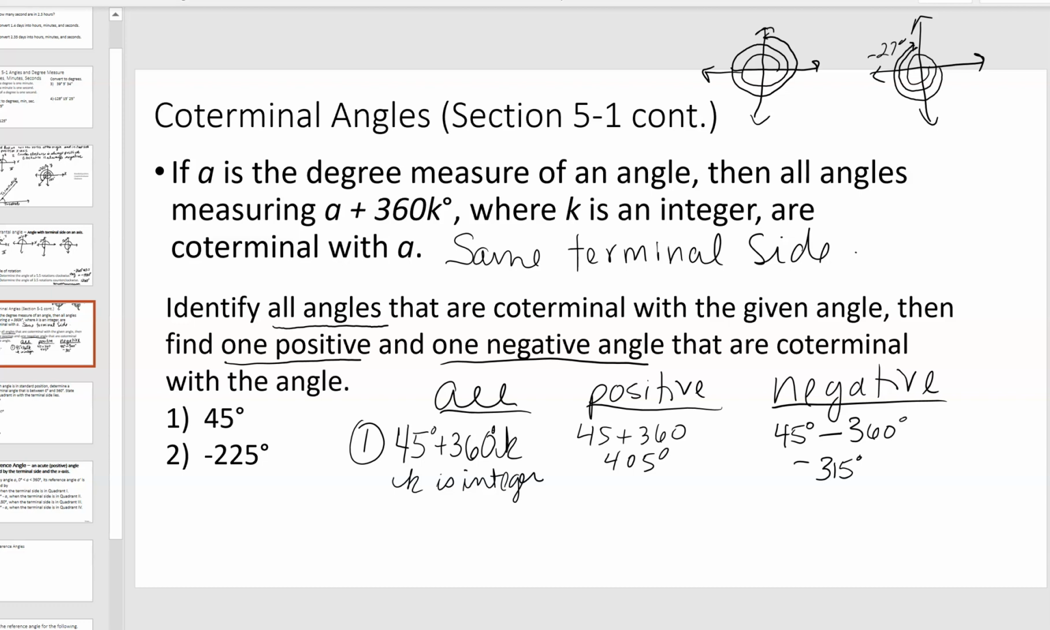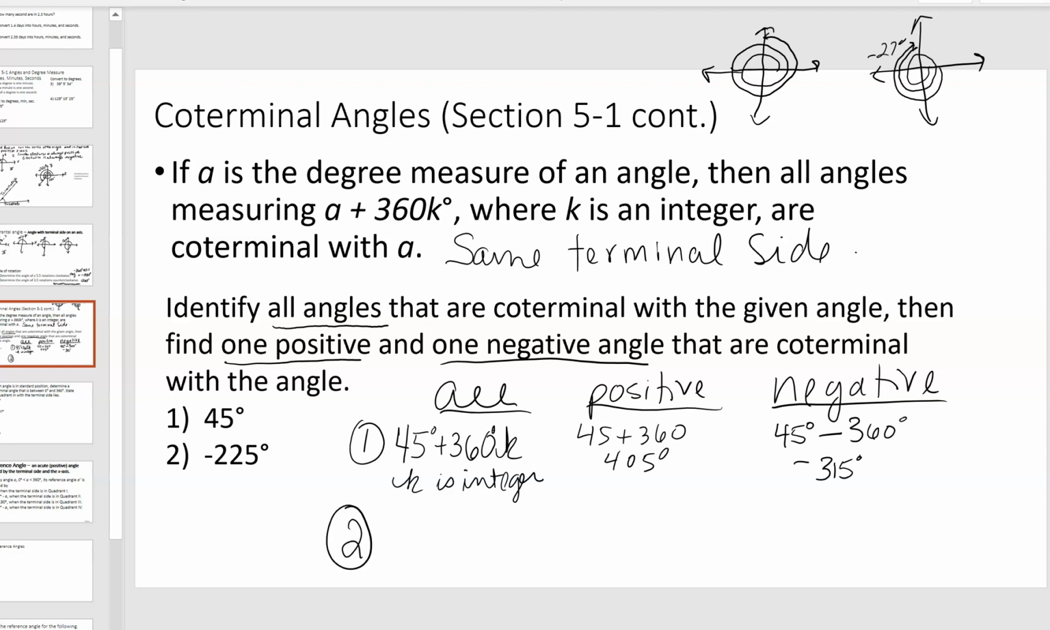So we've got the expression for all. And then for a positive, we're going to add or subtract 360. For a negative, you're going to add or subtract 360. You might have to add or subtract more than once depending on the angle. You guys pause the video, try number 2 on your own.